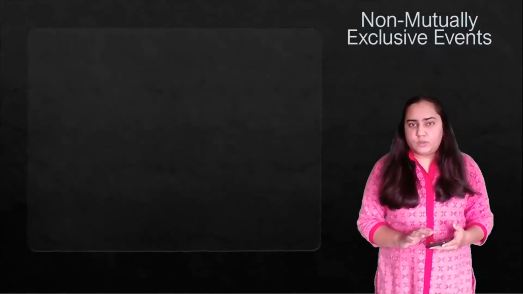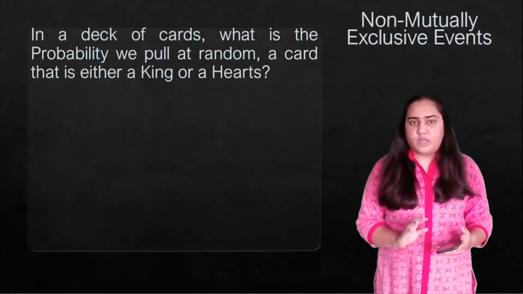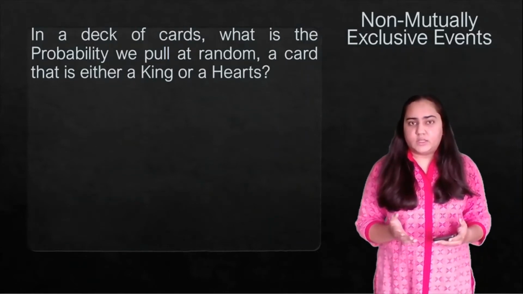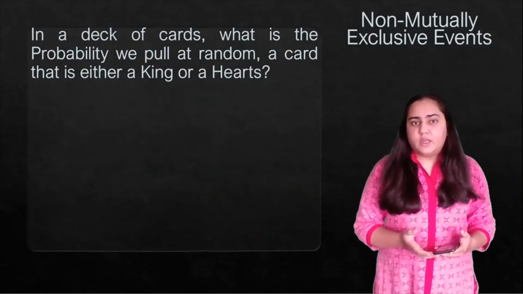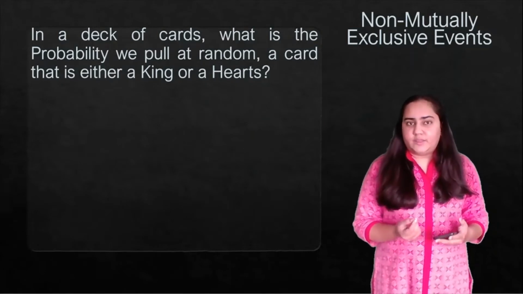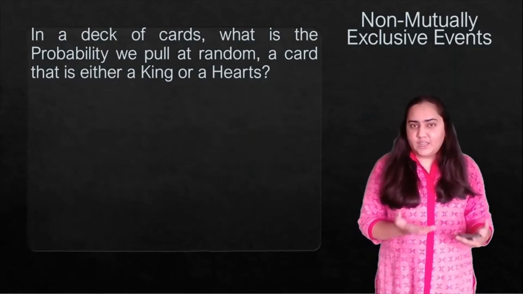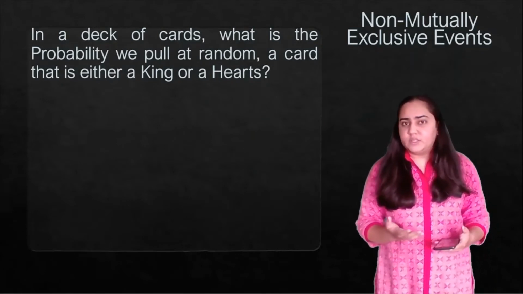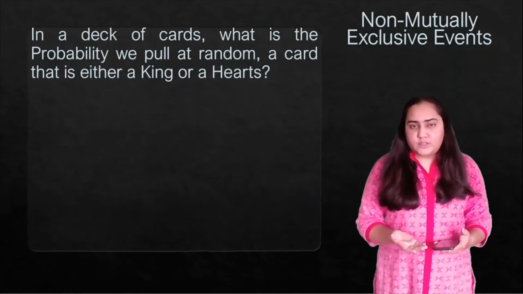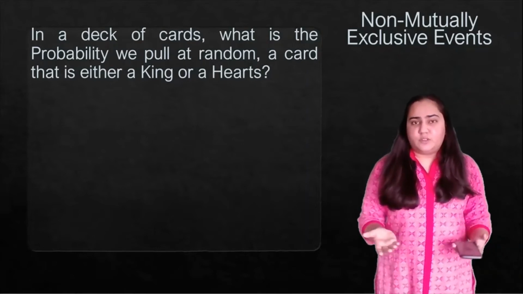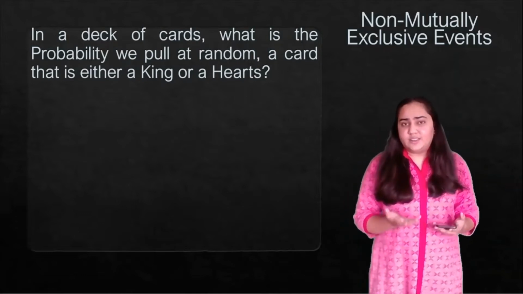Now let's talk about events that are not mutually exclusive events. So you have a deck of cards, and what is the probability that you pick a card and that card is going to be either a king or a hearts? Now this is a non-mutually exclusive event because there is a possibility that the card you pick is the king of hearts.